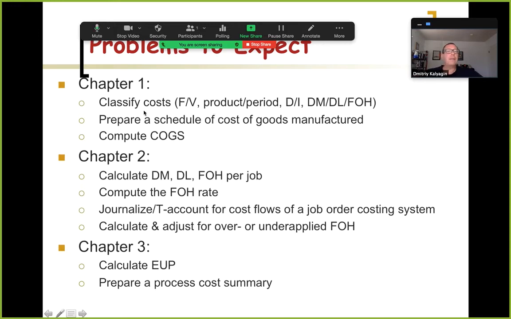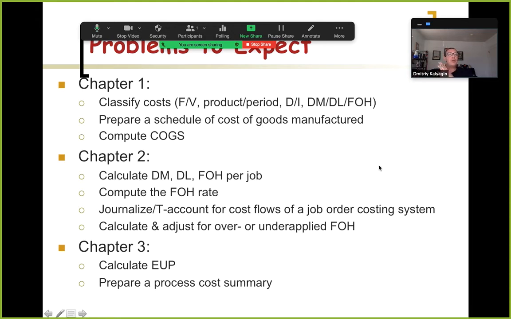I asked you to classify the costs, so we did it extensively in the in-class activity, in your homework, as well as in the quick studies and exercises we did together in class. So I will ask you to classify costs between fixed and variable, product versus period, which is manufacturing versus non-manufacturing, direct versus indirect, and then direct materials versus direct labor versus factory overhead. Then I will ask you to prepare a schedule of cost of goods manufactured.